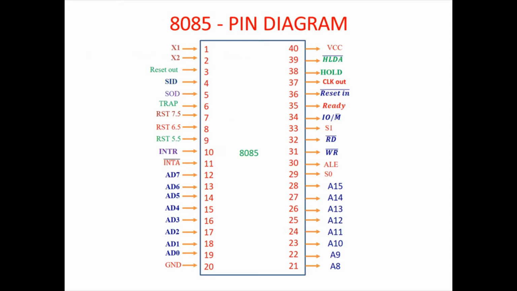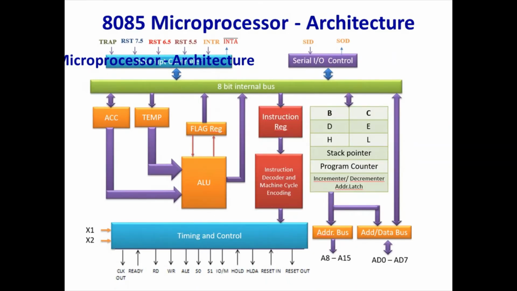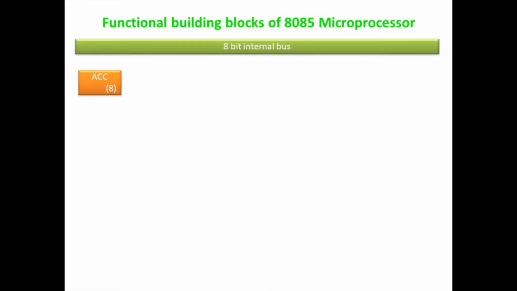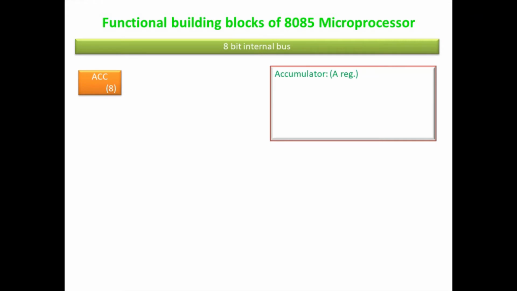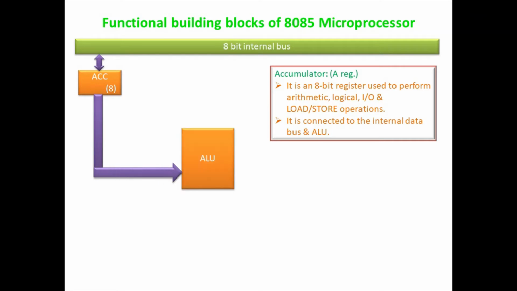I think we've already discussed how to draw the pin diagram and the architecture. So let me discuss the individual blocks of the 8085 microprocessor. The first block is ACC, which we call the accumulator. It is otherwise called the A register. It is an 8-bit register used to perform arithmetic, logical, IO, and load and store operations. It is connected to the internal bus and the ALU like this.